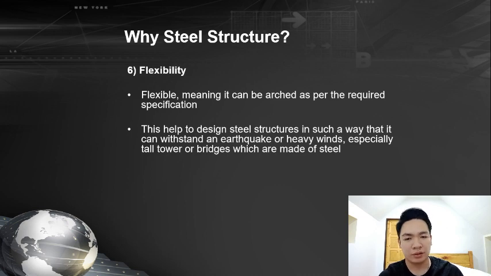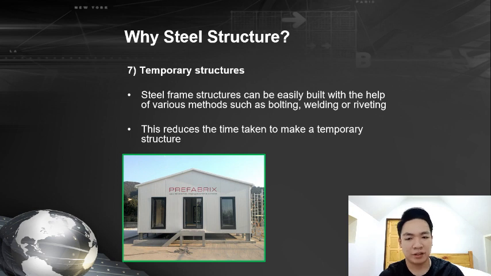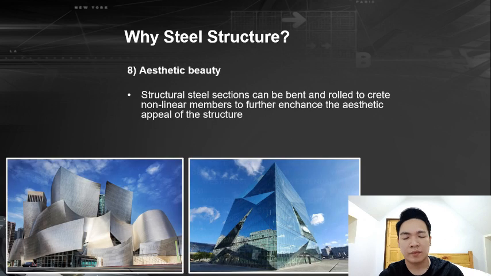Number seven, temporary structures. Steel frame structure can be easily built with the help of various methods such as bolting, welding, and riveting. This reduces the time taken to make the temporary structure. As you can see, this is an example of temporary structures. Number eight, artistic beauty. Structural steel sections can be bent and rolled to create non-linear members to further enhance the aesthetic appeal of the structure. And the two pictures above are examples of artistic buildings that we have.